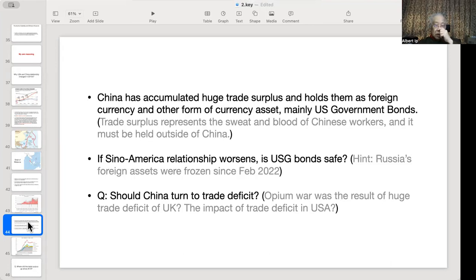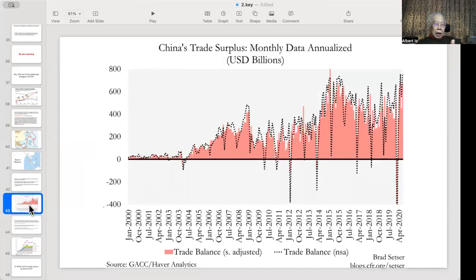So we need some mechanism to park that huge trade surplus somewhere outside of China. As I said, moving that into China represents trade, meaning you cut down the surplus. And looking at the surplus, it was increasing. Of course, there are peaks and valleys.